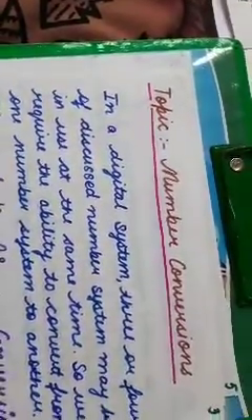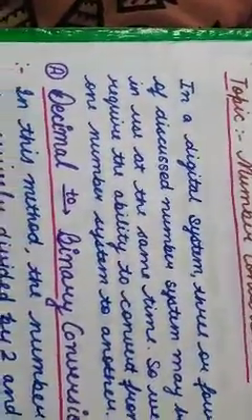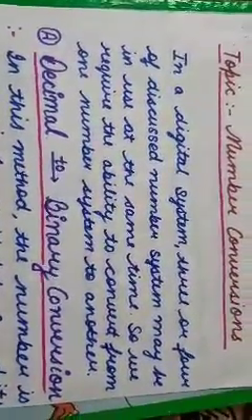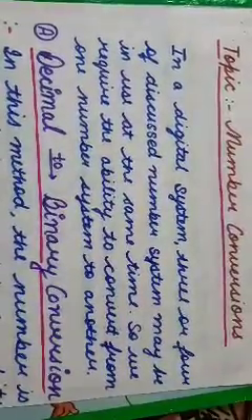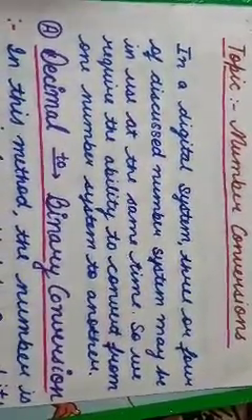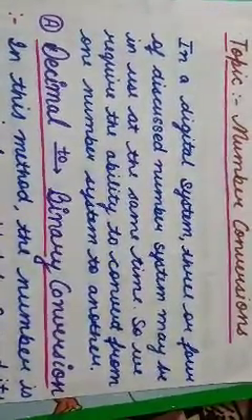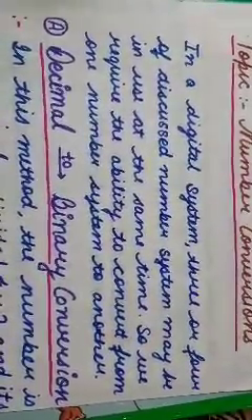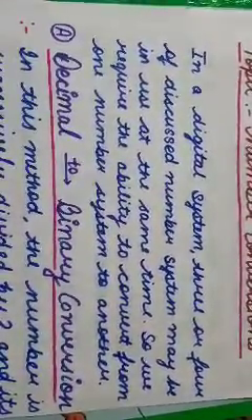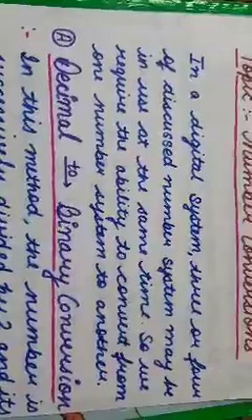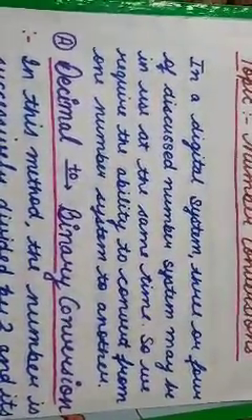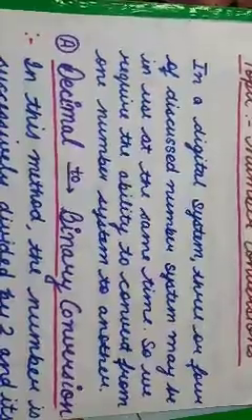Then is the topic number conversion. In digital systems, three or four of the discussed number systems may be used at the same time. So we require the ability to convert one number system into another number system. As you know, we use the decimal number system, and the computer system is based on machine language that contains 0 and 1, that is the binary number system. 0 is off, 1 is on, 1 is true, 0 is false.